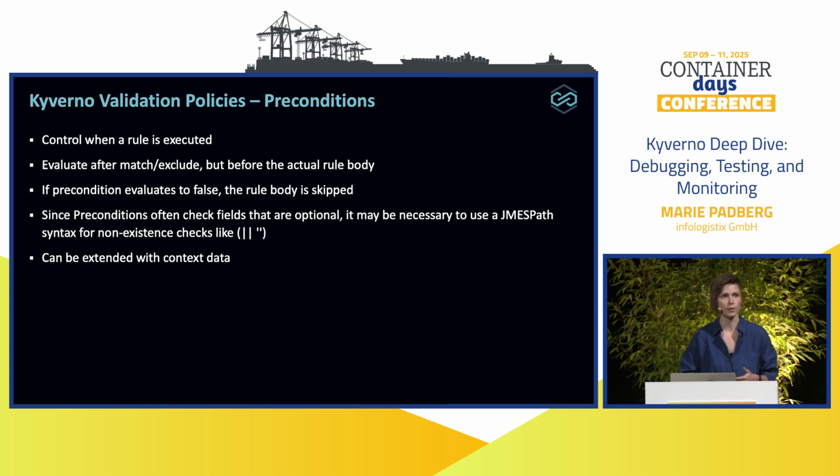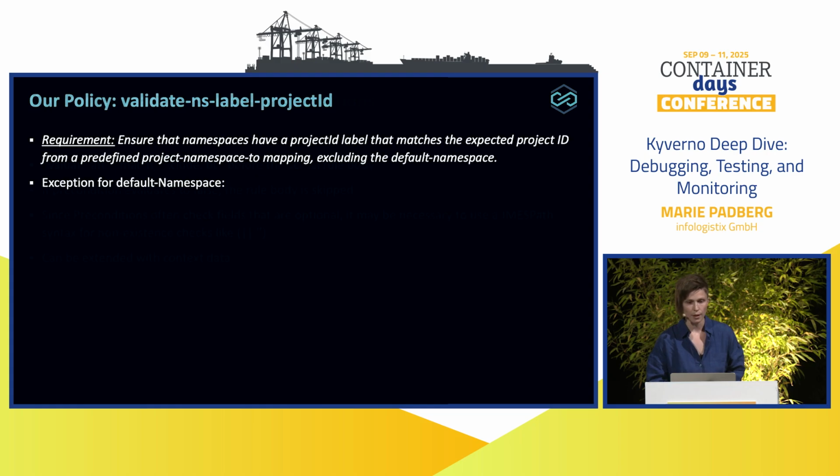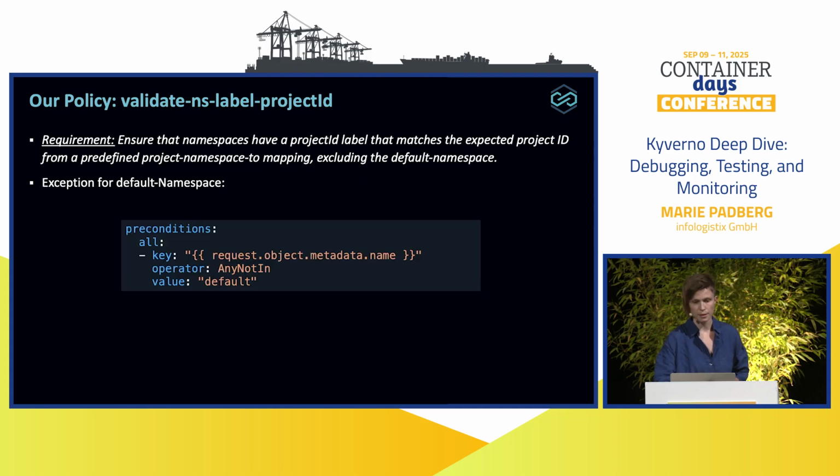Technically, preconditions are written like deny conditions, but instead of denying, they determine if a rule should even be executed. They can also include context data, so you can make decisions based on external information. And that is what we need to have the exception for the default namespace. We check if the metadata name is default. If it's default, the rule will be skipped. If it's not default, the rule should be executed.